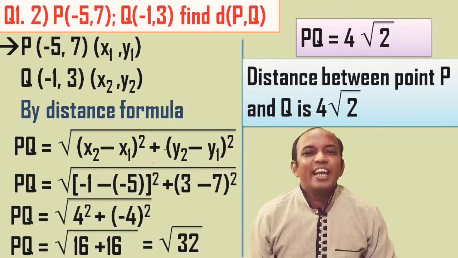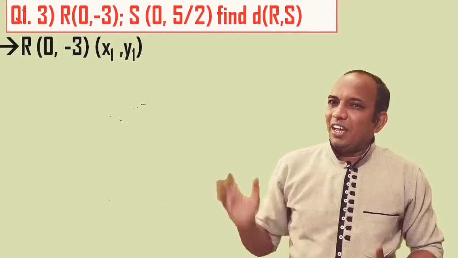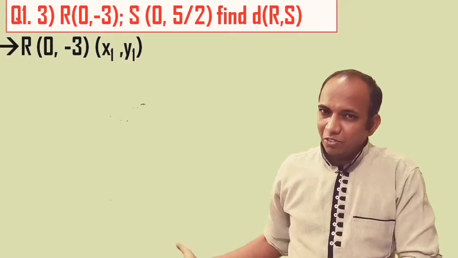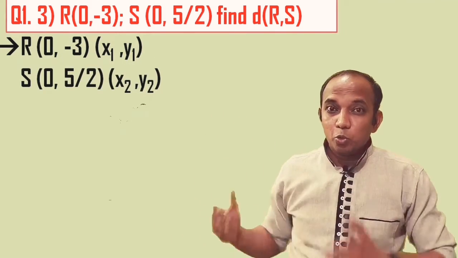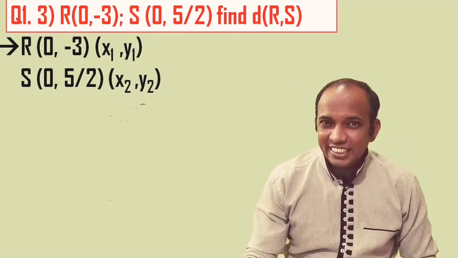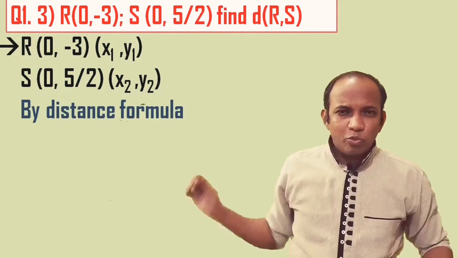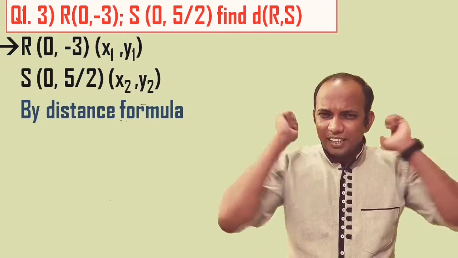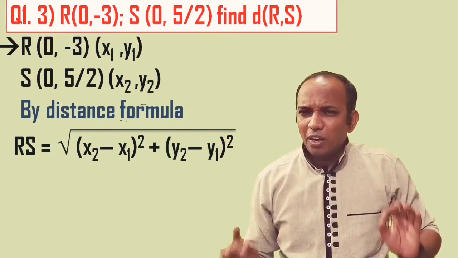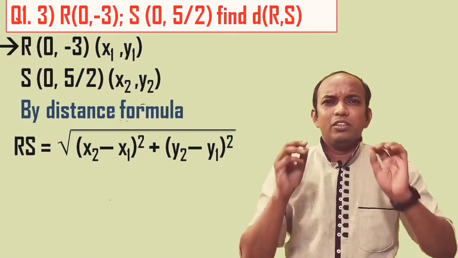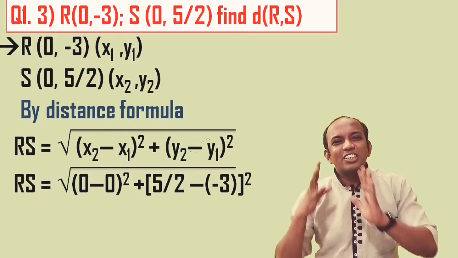And here we go with the next sum on the board. That is, for the point R, we have coordinates 0 and -3. For the point S, we have the coordinates 0 and 5 upon 2. Yes, it's a fraction. Now, the way I have mentioned x1, y1, x2, y2, don't forget to mention that part. After that, the distance formula, and mention the formula. After mentioning the formula, the moment you substitute the values, the easiest part is what you know, 0 minus 0, you will get the answer 0.